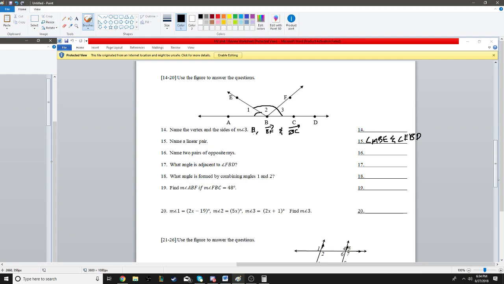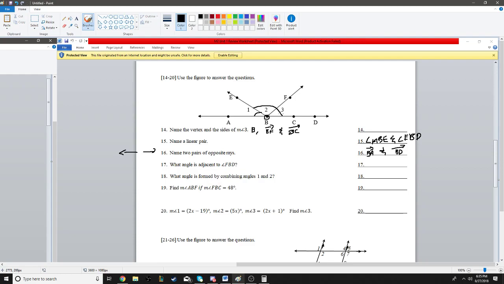Two pairs of opposite rays. So opposite rays are rays that go in opposite directions, like that, that tack onto each other. So this would be ray BA and ray BD. Instead of BD, you could put BC. However, you cannot name them AB. It has to start at the center B.